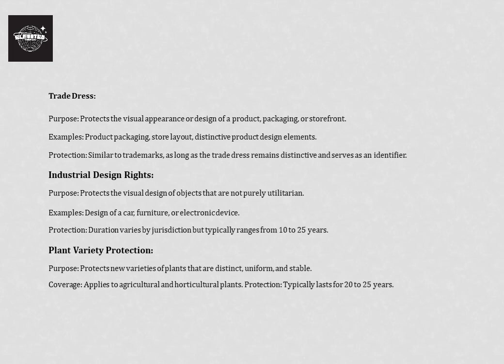Plant variety protection. Purpose: protects new varieties of plants that are distinct, uniform, and stable. Coverage: applies to agricultural and horticultural plants. Protection: typically lasts for 20 to 25 years.